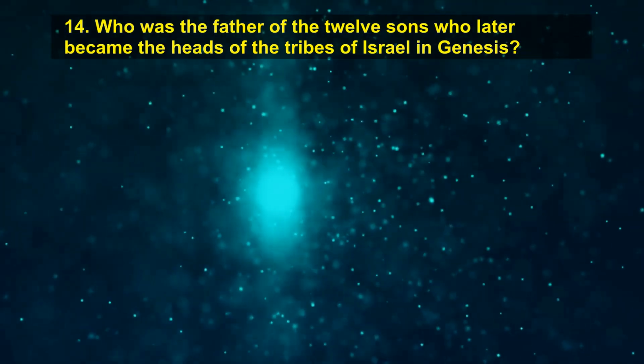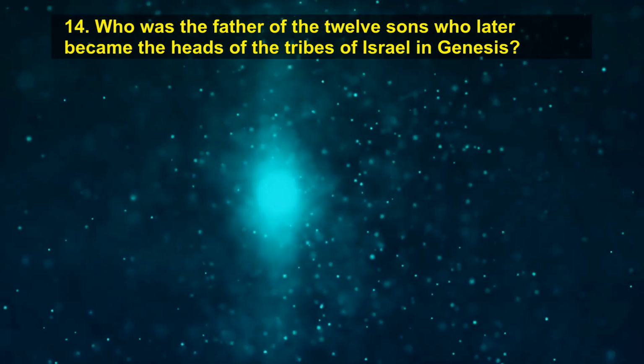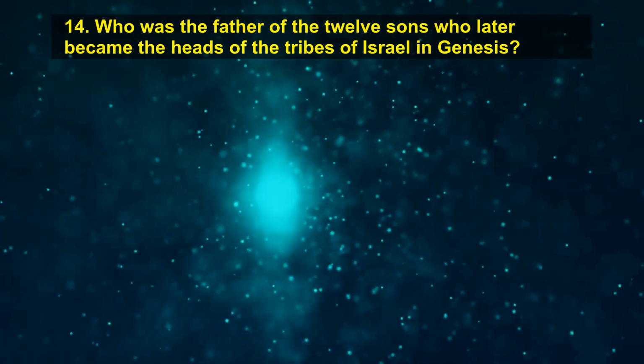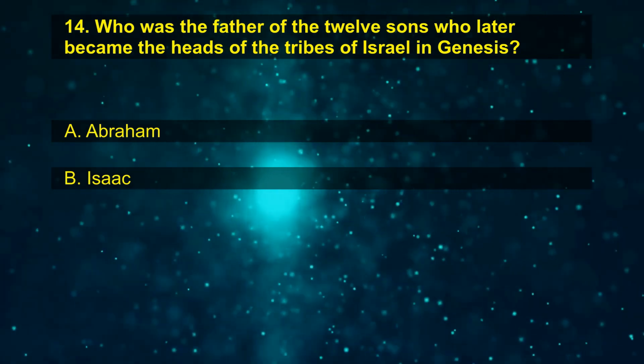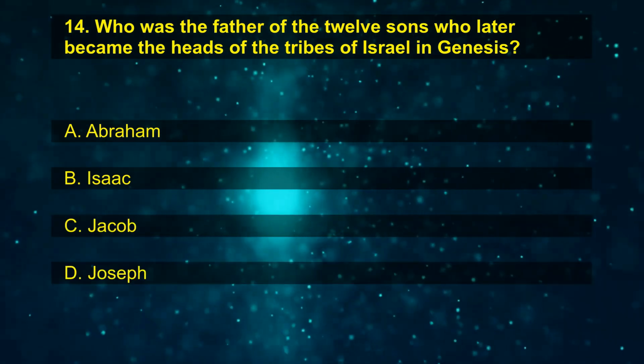14. Who was the father of the 12 sons who later became the heads of the tribes of Israel in Genesis? A. Abraham. B. Isaac. C. Jacob. D. Joseph.